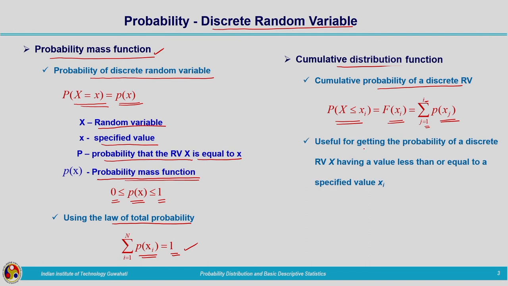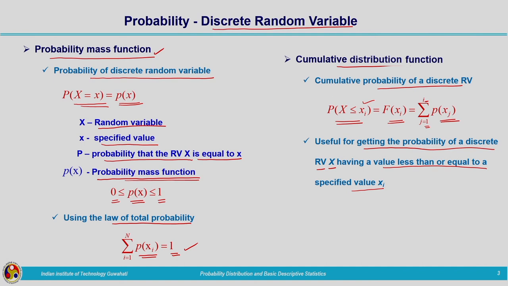This is useful for getting the probability of a discrete random variable X having a value less than or equal to a specified value x i. You look at this expression, it is written as capital P of capital X less than or equal to x i. That is, X is having a value less than or equal to a specified value x i. It is giving the summation of the probabilities up to the value of x i.